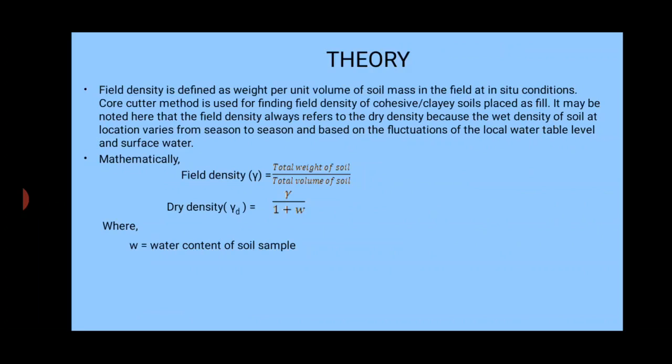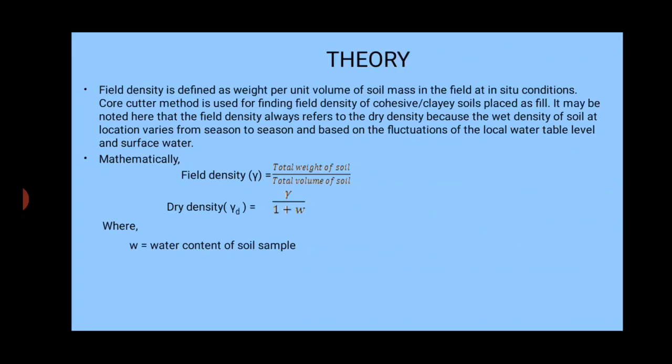As the moisture content is likely to vary from time to time, the field density also varies, so it is required to report the test result in terms of dry density. Mathematically, field density can be calculated as total weight of the soil sample divided by total volume of the soil sample. Then by using field density and water content of the soil sample, the dry density can be calculated as field density or weight density or bulk density of soil sample divided by 1 plus water content.